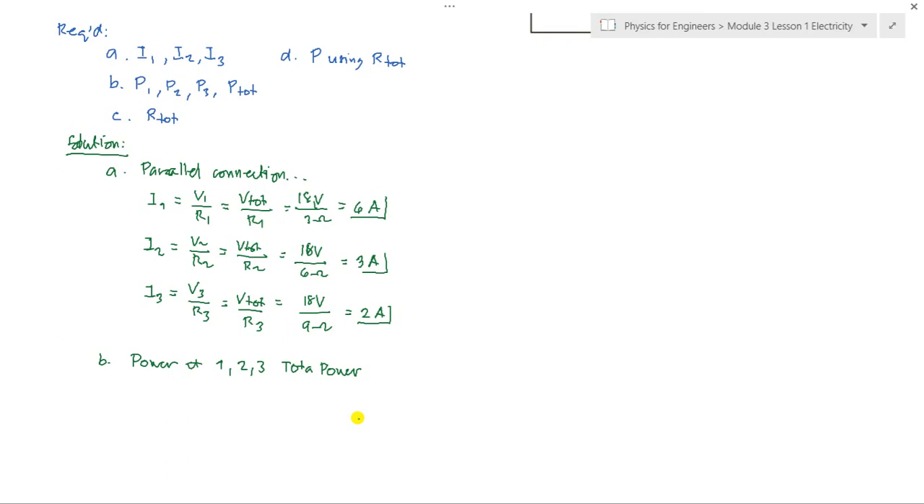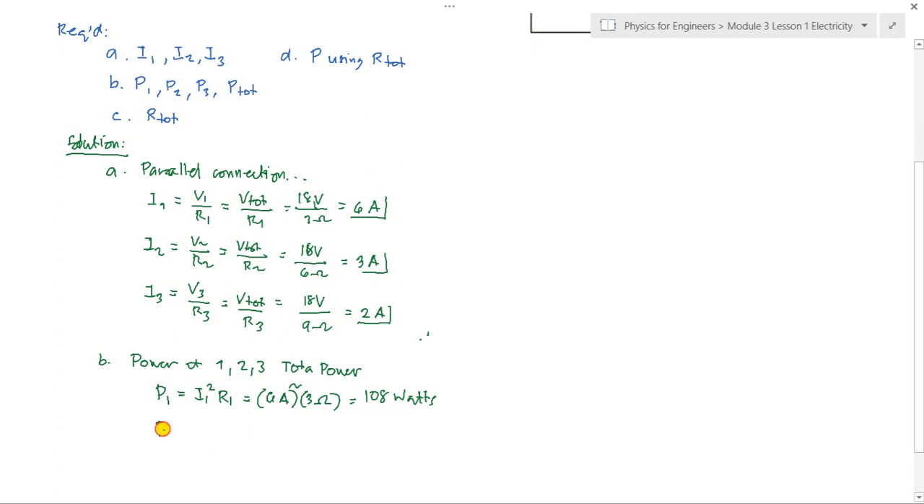And then here, we're going to solve for the power of each. So P1 is equal to I squared R, or I squared R1, or you can use V1 I1, it is the same. So that is equal to I1, which is 6 amperes squared, multiplied by the resistance of 3 ohms. 6 squared is 36, times 3 is 108. So this is 108 watts. Again, don't forget to write the unit: 108 watts.